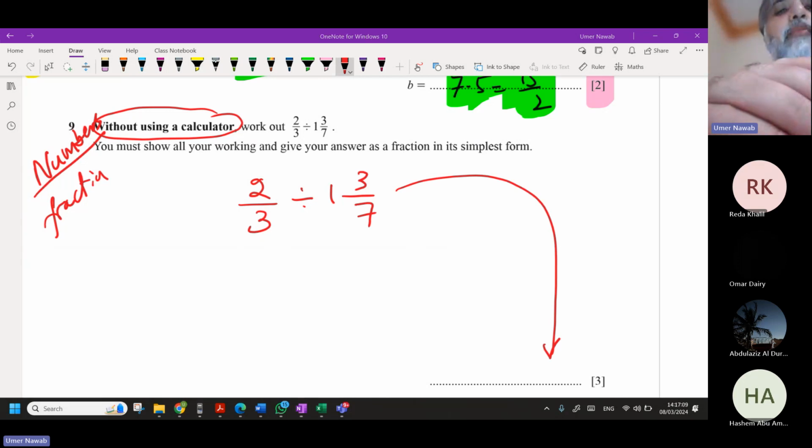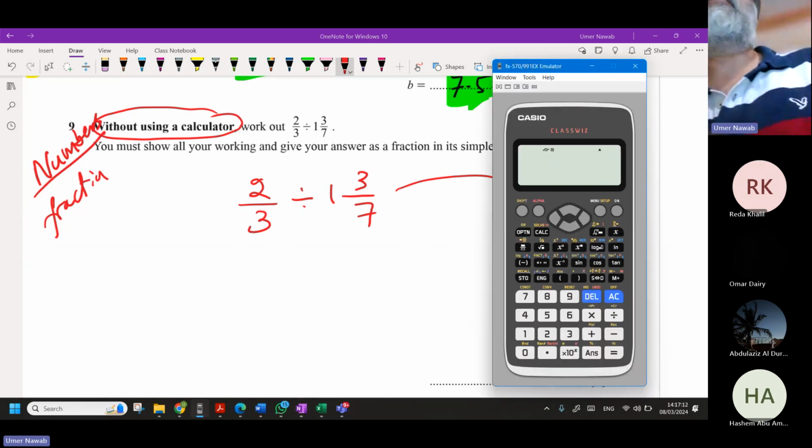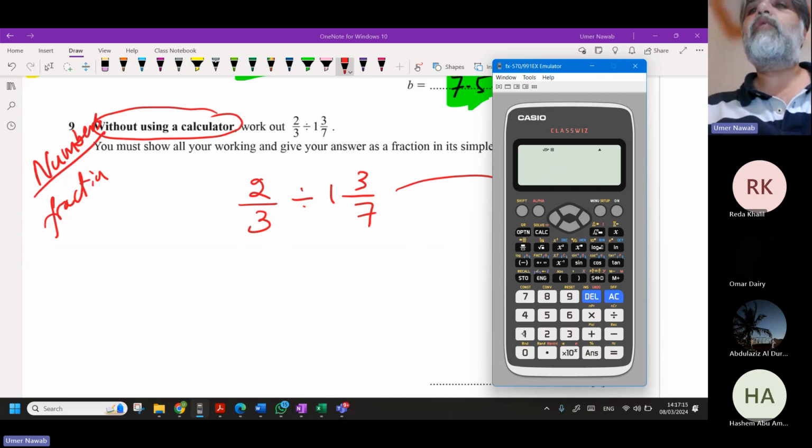So first learn from Mr. Omar how to write a mixed fraction in a calculator. Many students think a mixed fraction is like this: they write 1, and then they write 8 over 5 next to it. Yes, this is not a mixed fraction. Wrong. It tells you 1 is multiplying with 8 over 5. It should have been 13 over 5. You got my point.